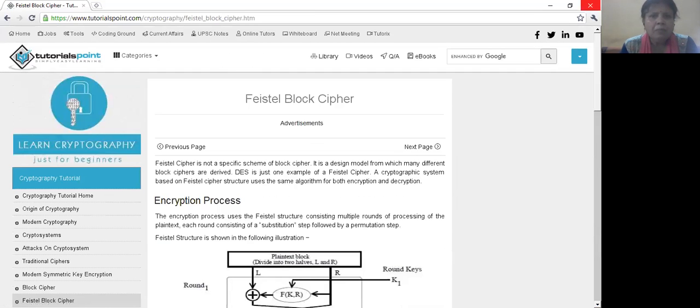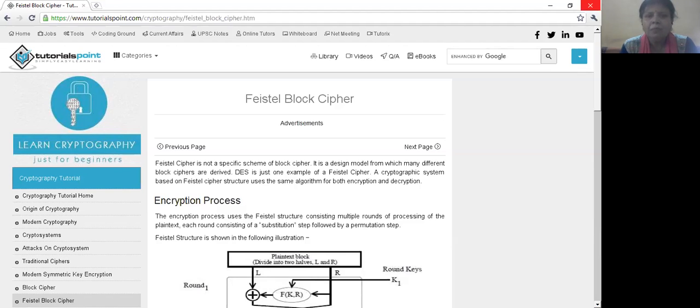But before studying DES, we need to study what a Feistel block cipher is. A Feistel cipher is not a specific scheme of block cipher. It is a design model from which many different block ciphers are derived. DES is just one example of a Feistel cipher.